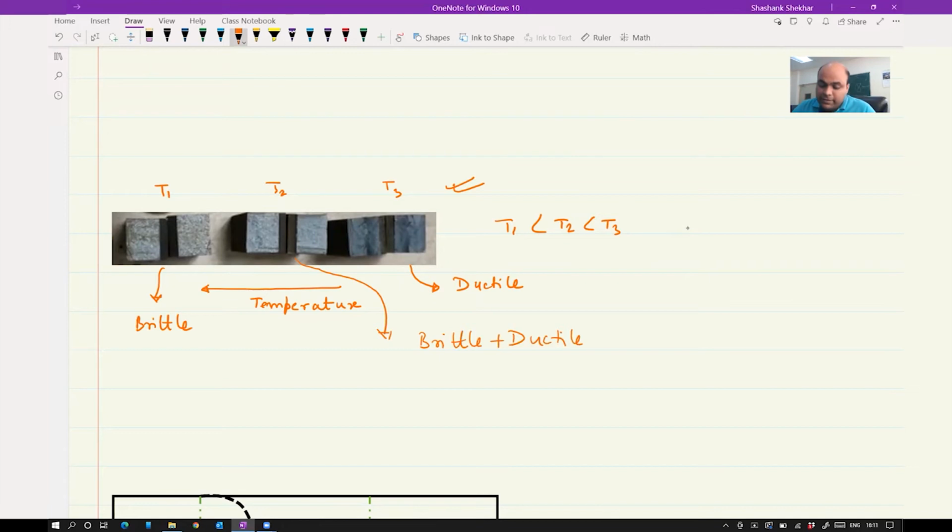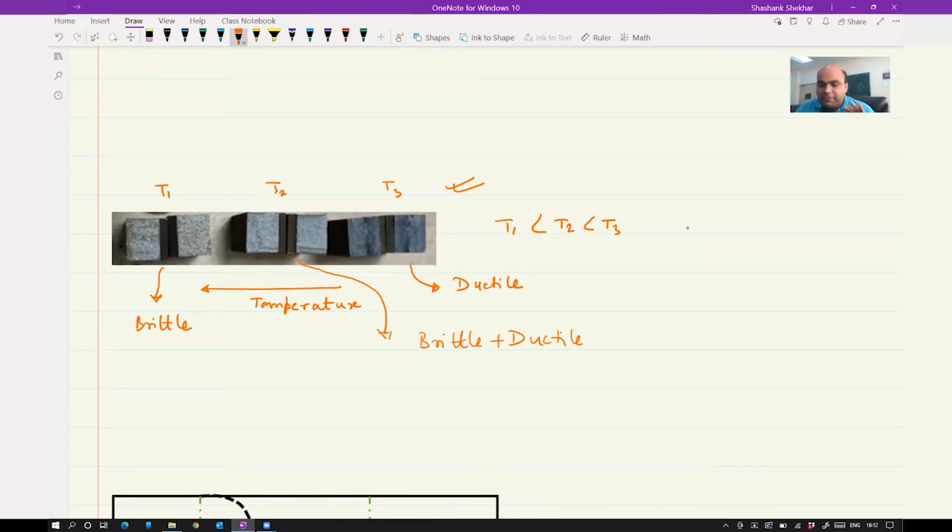Okay, but even in T2, you will see that it is more towards brittleness compared to ductile behavior, because there is more shiny surface. So the fraction of shiny surface and the dull surface will change depending upon the temperature. It is not like 50-50. It might be 90-10 or 10-90 depending upon the temperature.